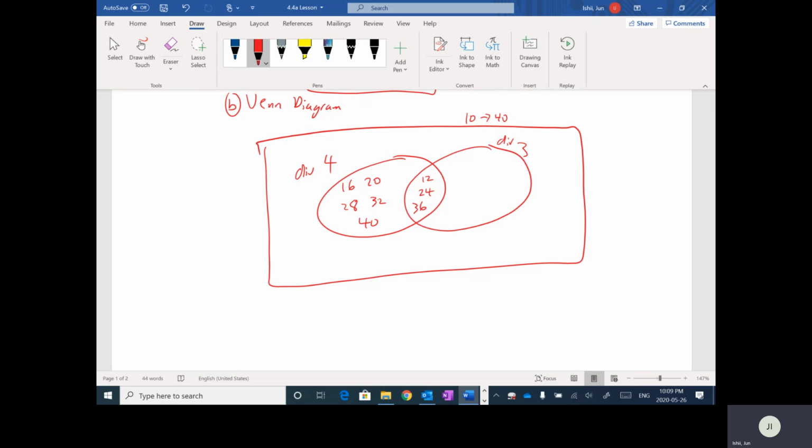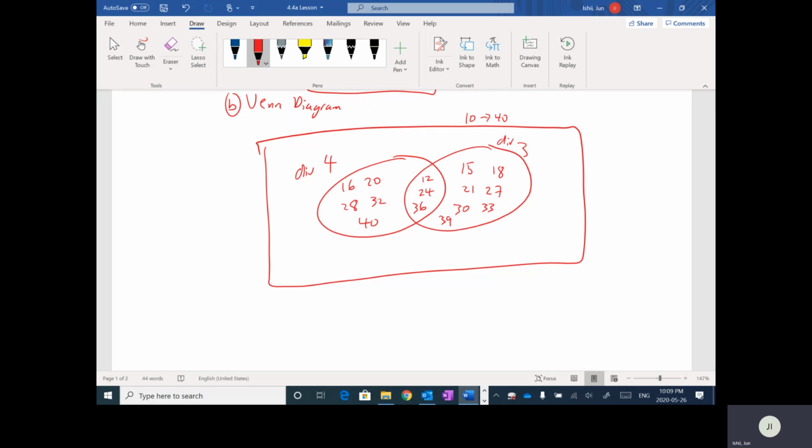Now, if I want to complete this Venn diagram, over on this side I'm going to write out the ones that are also divisible by 3. So it would be 12 and then 15, 18, 21, 24 is right there, 27, 30, 33, 36, and 39. So this would be the complete Venn diagram.